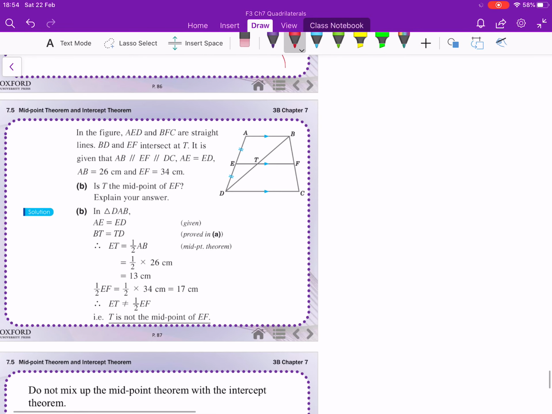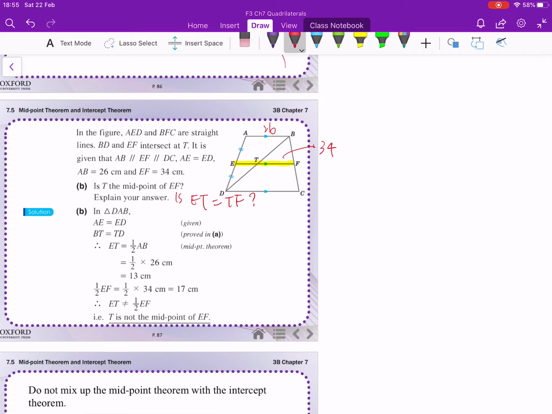Okay, part B. Is T the midpoint of EF? Means is ET equal to TF? It's an equivalent question. You have to answer in this way. Okay, 26 here and 34 cm here. So you have to calculate the length of ET and also the length of TF.